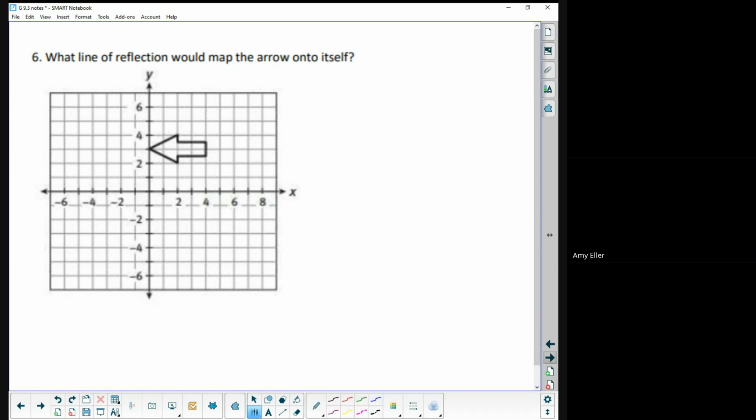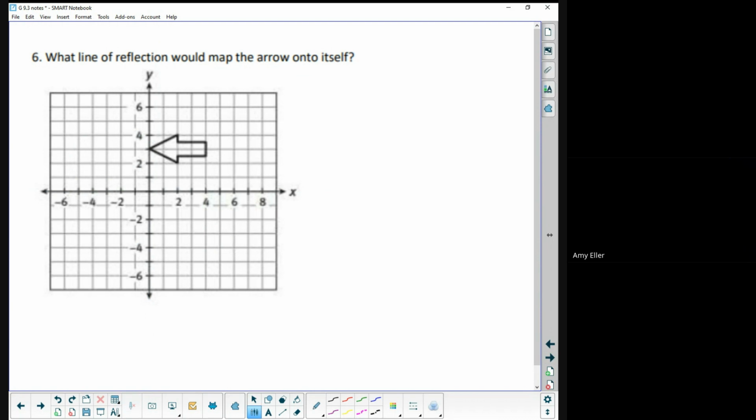X-axis, okay. So if I flip the arrow over this, the arrow's going to end up down here, right? I want to know what line of reflection would map it onto itself. What do you have? The y-axis. If I flip the arrow over the y-axis, won't it end up over here? What do you think?